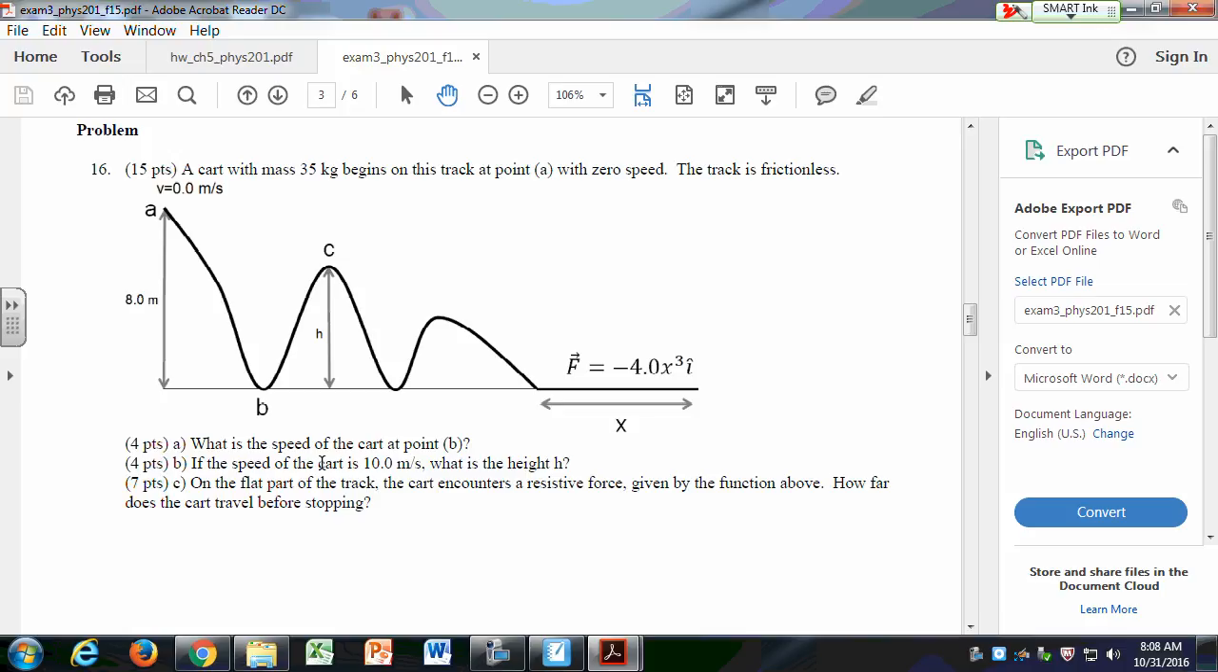What would you do with this force in order to find that distance? You would take the integral, that's right. You'd say the integral of 4x cubed dx, which is 4x to the fourth over 4, and then set that equal to the total amount of energy.